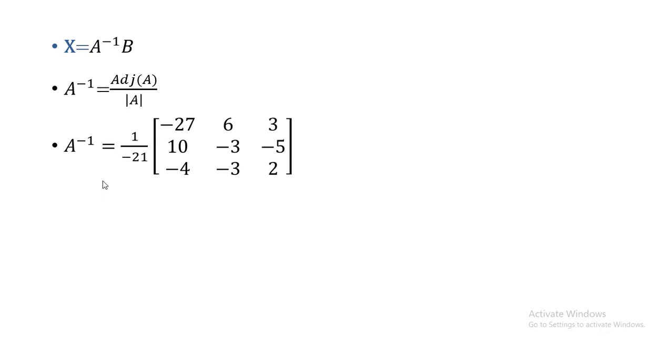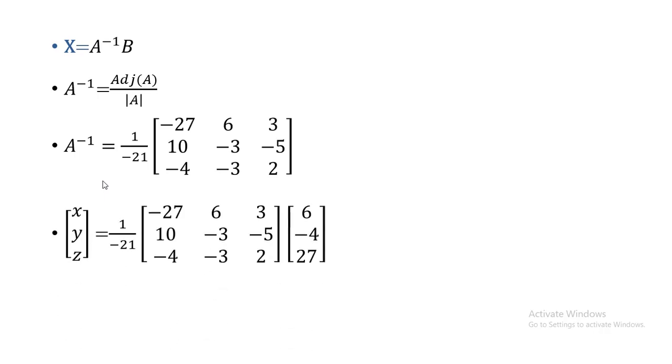Out here, I have just simplified and calculated. You can see how we have calculated the inverse. So this is my final answer for the inverse, right? What I have done afterward is I've placed the answer I got into this equation: X equals A inverse times B, that is 6, minus 4 and 27.